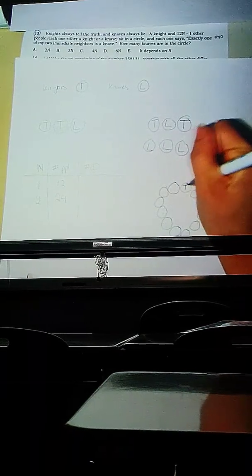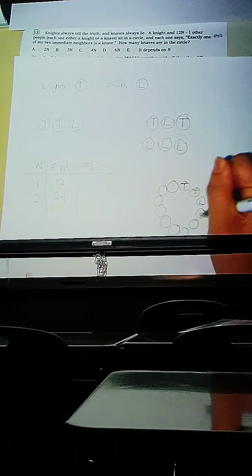So I drew a circle. And you know that one of them is a knight. And then you're trying to figure out the sequence of people in the circle so you can figure out how many knaves will be in the circle. So the only pattern that makes sense is knight, knight, knave, knight, knight, knave, and so on.